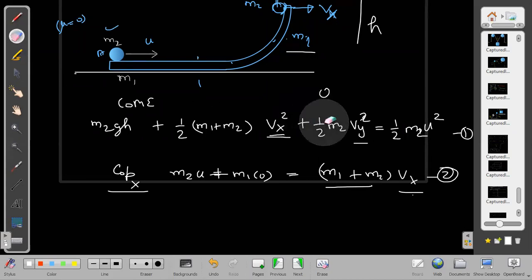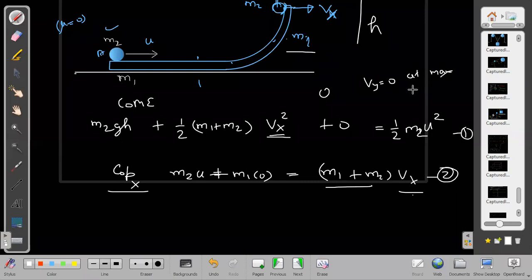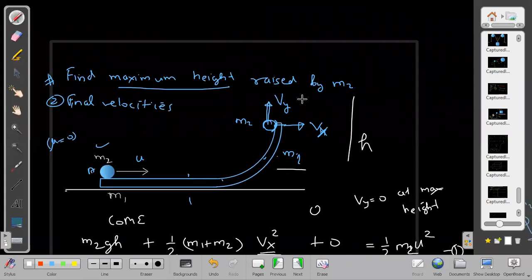I did something wrong here. We don't need to take this here. I'm already saying that when it reaches the maximum height, then the velocity Vy is 0. Vy is equal to 0 only at maximum height. I'm not saying that it cannot have Vy here. Here it can have Vy. But I'm not writing the equation up to this. I'm writing the equation up to where it reaches the maximum height.